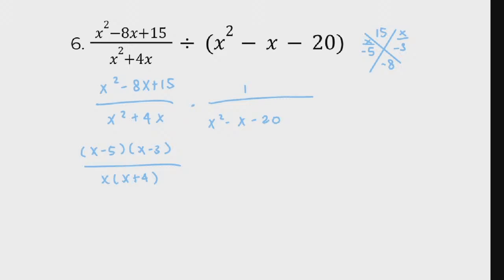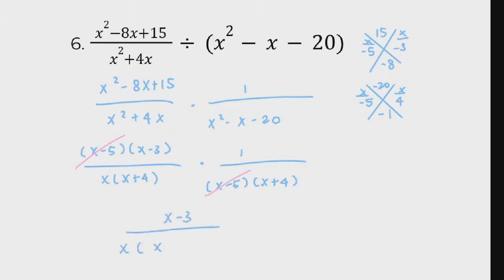And then for the next one, we have x squared minus x minus 20. So negative 20 goes on top, negative 1 goes on the bottom. So that's going to be negative 5 and 4. X goes on top. So we have times 1 over x minus 5 times x plus 4. And now we're looking for anything that matches in the numerator and denominator. So we can cancel out the x minus 5. We can't cancel out the x plus 4s because they're both on the denominator. So this will equal x minus 3 over x times x plus 4. And you can write this out twice, or you can write it as squared.